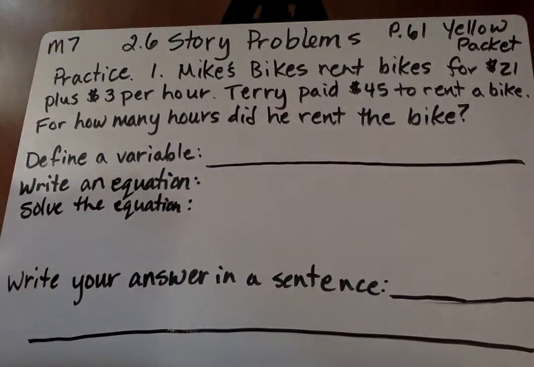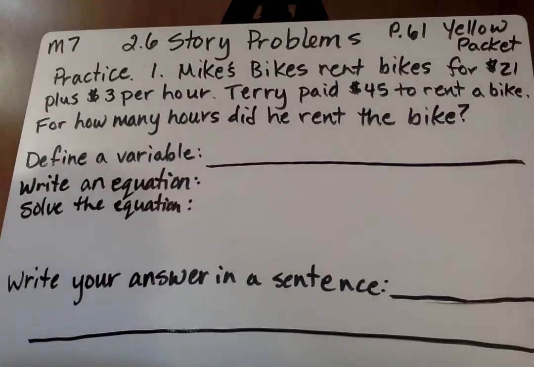Mike's Bikes rents bikes for $21 plus $3 per hour. Terry paid $45 to rent a bike. How many hours did he rent the bike? Now, they're doing this not taking into consideration tax.